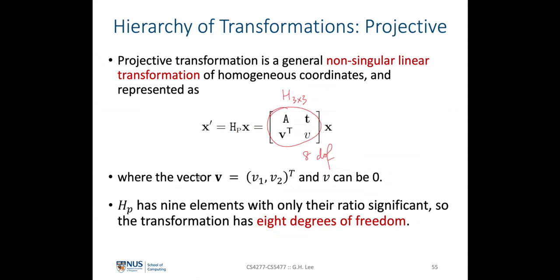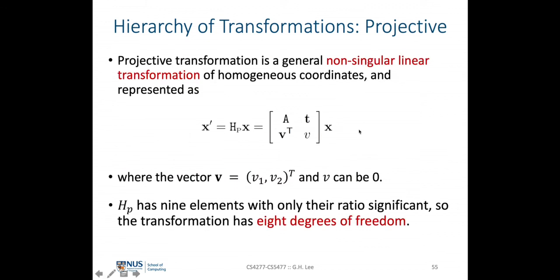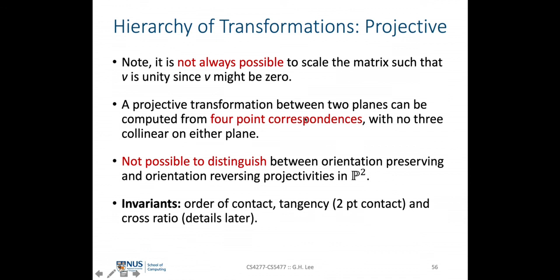So here v can also be 0, and it doesn't matter, it can be any number. Here, as I mentioned, H_P has 9 elements, but only the ratio is significant. Hence, it has 8 degrees of freedom over here. Note that it's not always possible to scale the matrix such that v is unity, since this particular component over here could be 0. So it is not possible to actually scale the homography or the H_P matrix into 0, 0, 1 to become the similarity transformation or the affine transformation, etc.